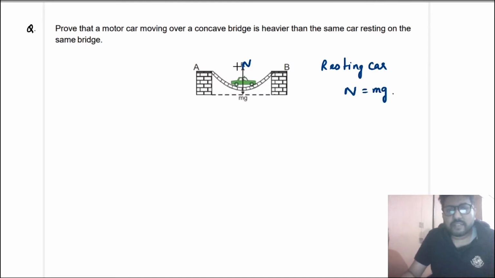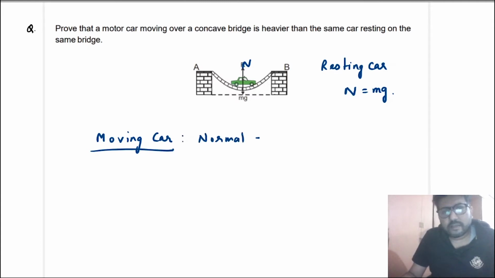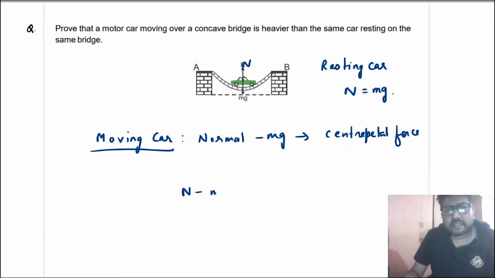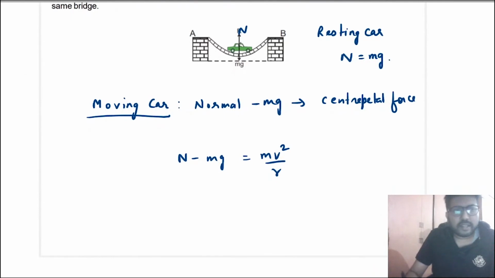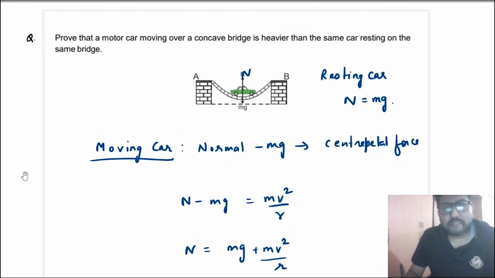But when the car is moving, this time the center is upward, so this time the normal is providing the centripetal force. So this is the moving car, and in this case normal minus gravity is providing the centripetal force. So you will write N minus mg is equal to mv square by r, where r is the radius of the bridge at that point, and you will get N is equal to mg plus mv square by r. So at the concave point you have more normal, and at the convex point you have less normal.